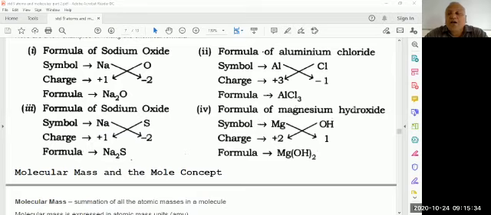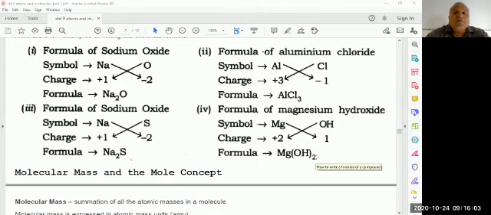Now magnesium hydroxide. Magnesium 2 plus, hydroxide -1. Here it must be -1, beta. So Mg has 1 and OH has 2. OH is more than one element, so the bracket is necessary. OH twice. The same way we can form any formula. Is it clear, everybody? I hope you understand how to make this formula.